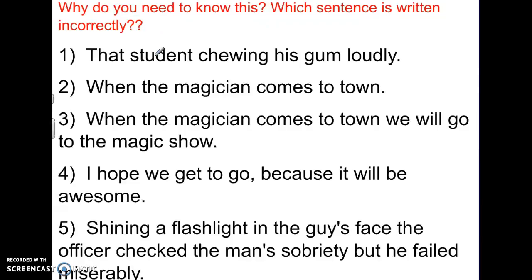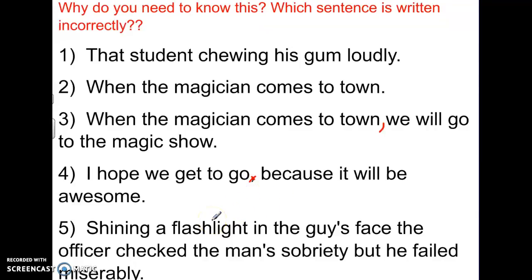When the magician comes to town, you have a magician, you have a subject and a verb, comes to town, but you don't have the rest of the sentence. That's a fragment. When the magician comes to town, we will go to the magic show. That's actually a complete thought. Unfortunately, you have to have a comma right there if you want to connect those 2 clauses together. I hope we get to go because it will be awesome. Well, you've got 2 clauses together, but it shouldn't have a comma there.